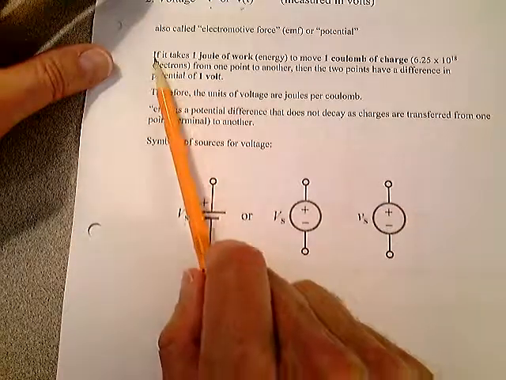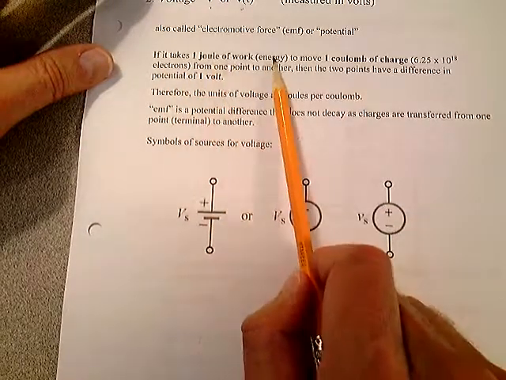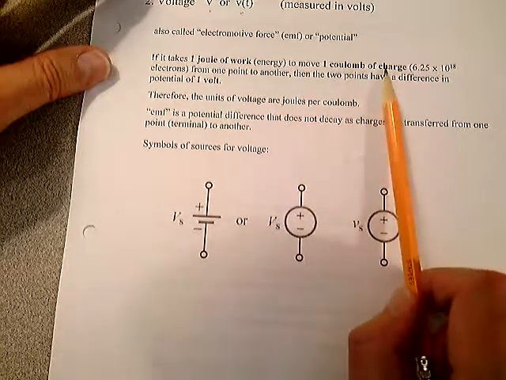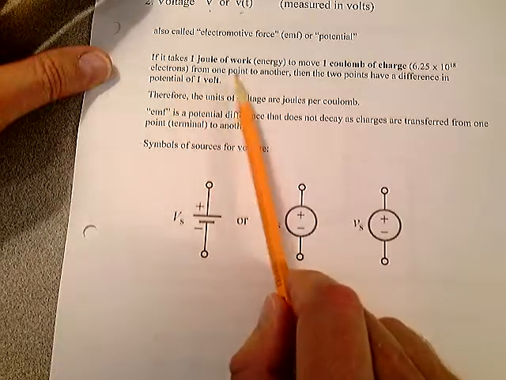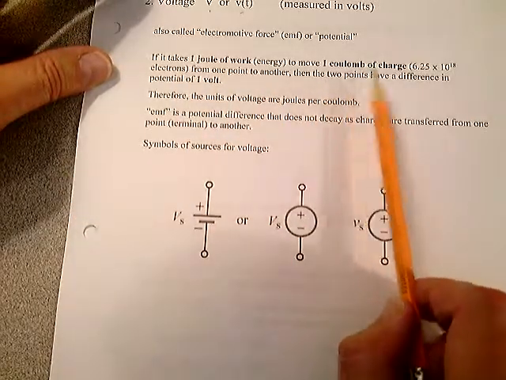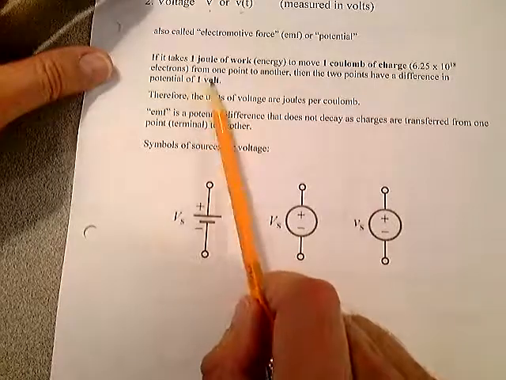So here's the physics of it. If it takes 1 joule of work, that's energy, to move 1 coulomb of charge, and we know that's 6.25 times 10 to the 18th electrons, from one point to another, then the 2 points have a difference in potential of 1 volt.